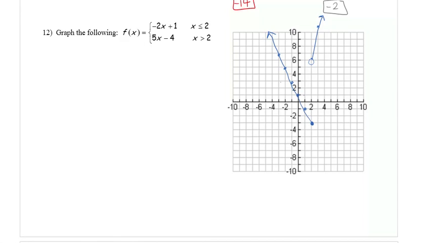Okay, so the left part of the graph is when x is less than or equal to 2. Since it was less than or equal to, we have that closed-in circle, and that is the line negative 2x plus 1, but we just had to chop it off there, because it's not for when x is greater than 2. Our second part of the line, when x is greater than 2, so open circle there, that was 5x minus 4, so that would be that line, but only for things that are bigger than 2.